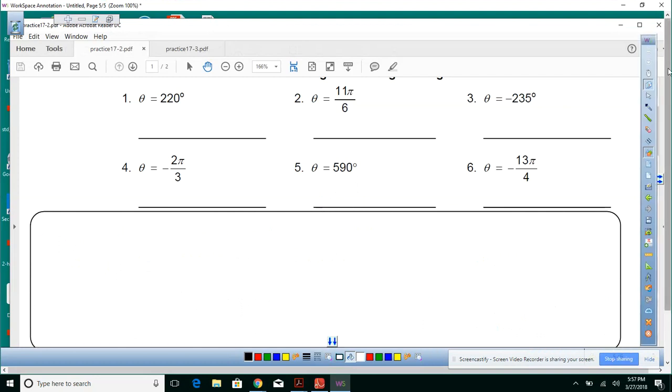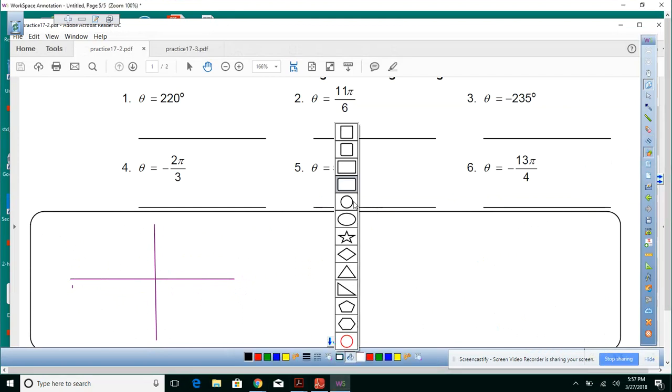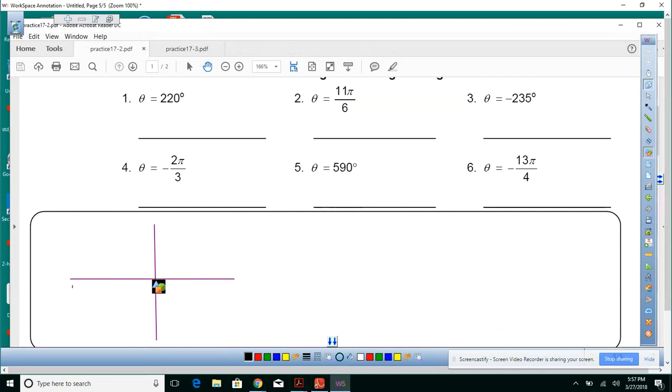Let's see here. And we got that right there, and we got this right. And then I need my circle. Okay, that's not exactly perfect, but it'll do. 220 degrees, where's that at? So we start here, 0, 90 degrees, 180 degrees, 270.